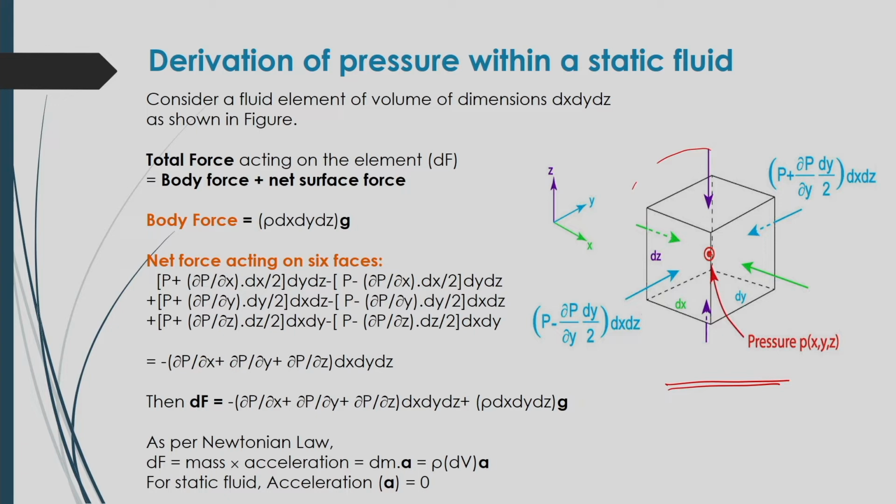So if we consider the x, y and z directions, and the element of volume with dimensions dx, dy and dz, then we can consider that there will be 6 faces. Now, on each face, what should be the pressure exerted from the surrounding fluid? In that case we can express the total force acting on the element as dF. This dF means a small amount of force acting over the small volume of the fluid element that we consider here.